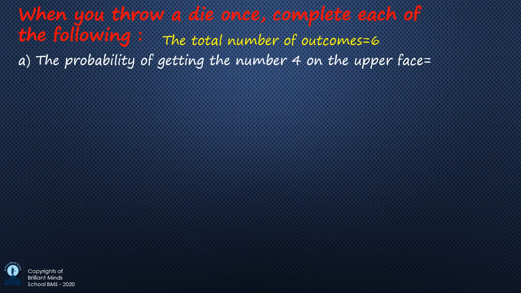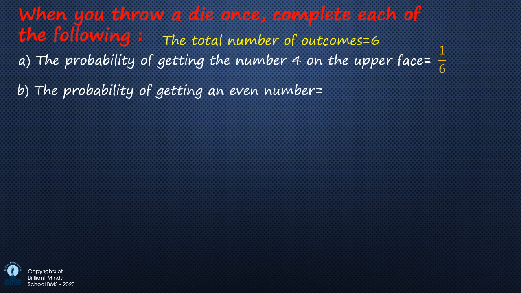Number A. The probability of getting the number 4 on the upper face. We already said the denominator equals 6. What about the numerator? How many 4s do we have in the die? We just have 1 four. So it will be 1 out of 6. 1 over 6.